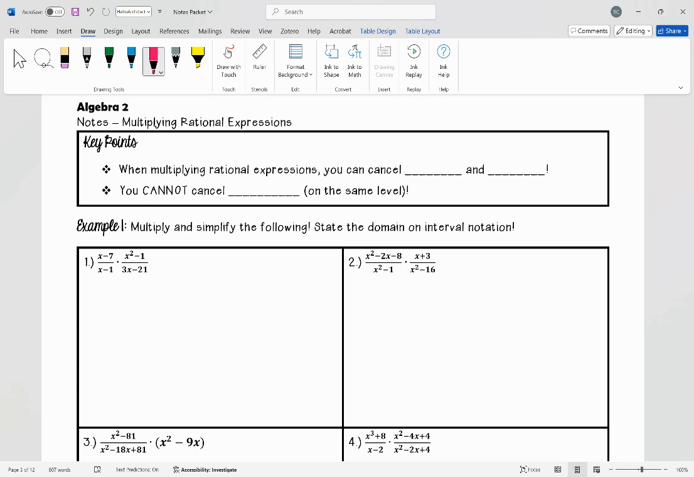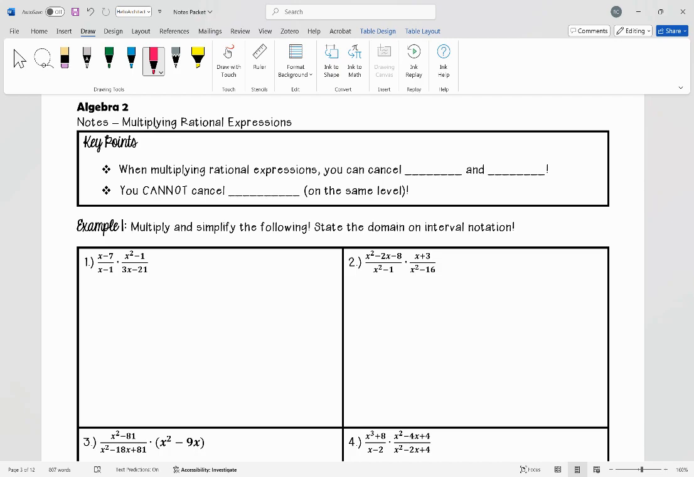We are going to start multiplying rational expressions. So you should have just done simplifying and gotten some practice in with that. So we're just going to add an extra step. So really it's the same exact thing. So if you were good with simplifying, you are going to be just fine with multiplying as well. A few rules, really just one rule.